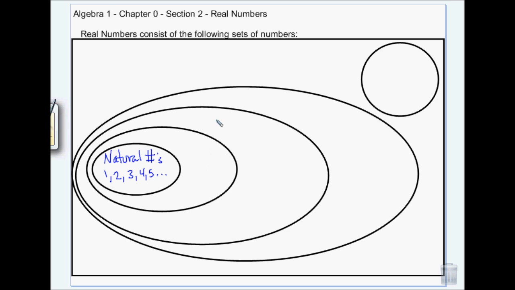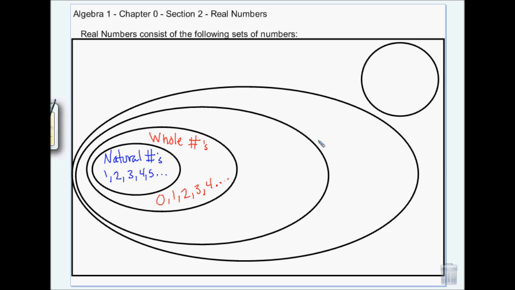Then you have the whole numbers. Now whole numbers are exactly like natural numbers except they start at 0. So there are 0, 1, 2, 3, 4, 5, 6, 7, 8 and so on forever. Now in here there are no fractions, there are no decimals. These are just solid single numbers.